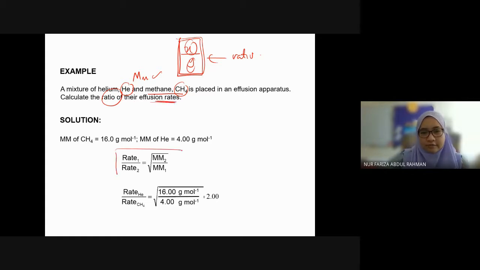So we have the molar mass, and we want to find this ratio. When we solve for this, we insert the values and solve for it, so we got 2. So the ratio of rate of helium over rate of CH4 is equal to 2. So that is what ratio means.